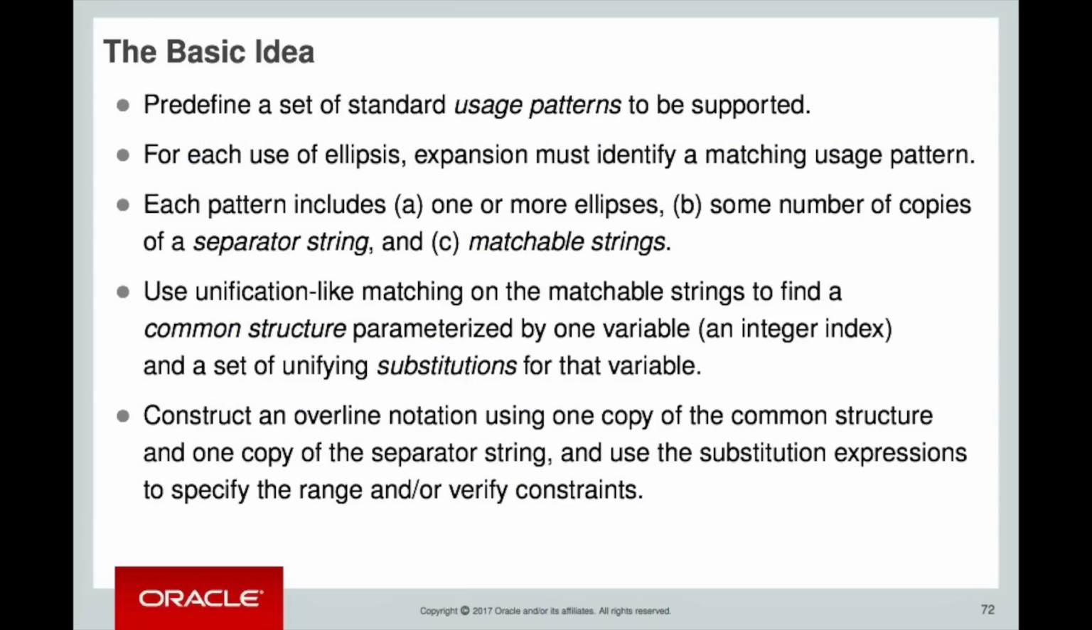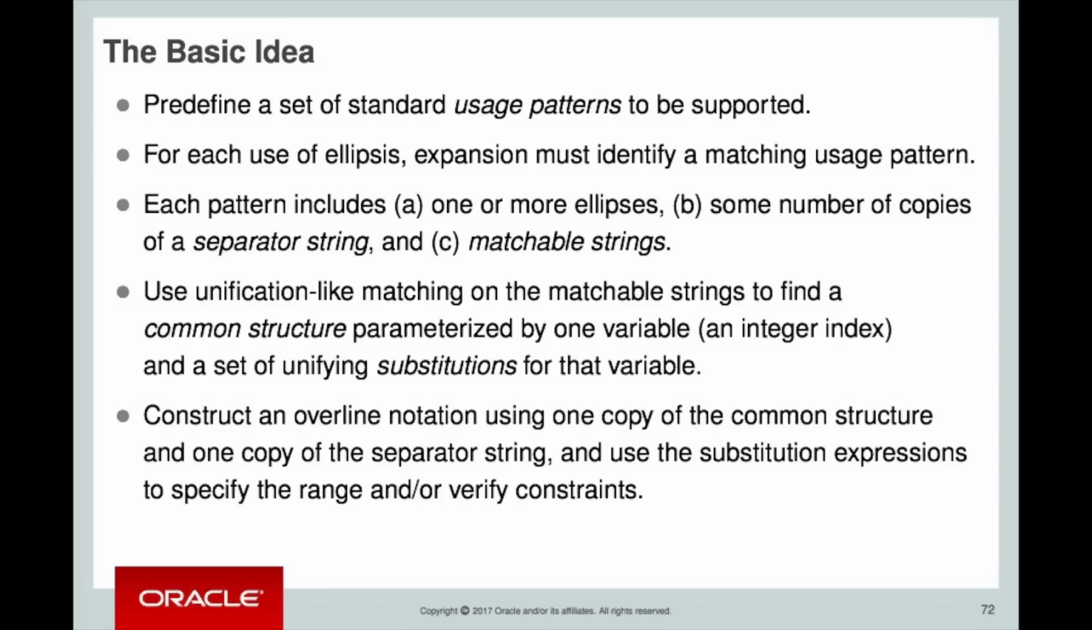The basic idea is to provide a standard set of usage patterns to be supported. For each use of ellipsis, the expansion must identify a matching usage pattern. Each pattern has to include one or more ellipses, some number of copies of a separator string, and some matchable strings. And the idea is to use unification-type matching on the matchable strings to find a common structure, and thereby construct an overline notation.